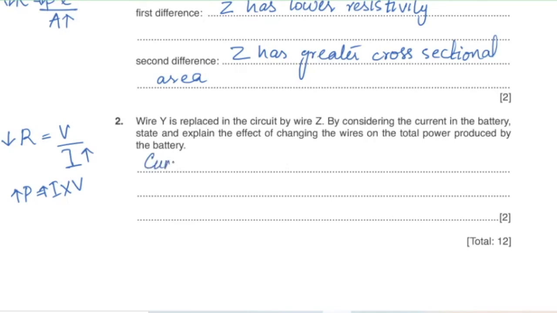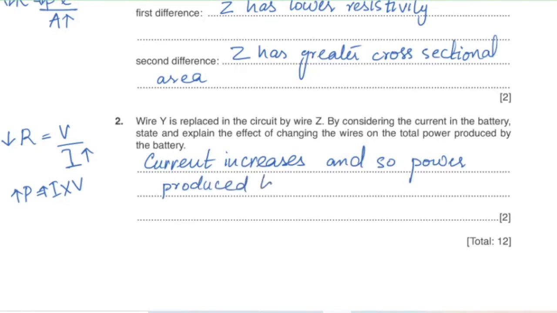So we'll write: current increases, and so power produced by the battery increases.